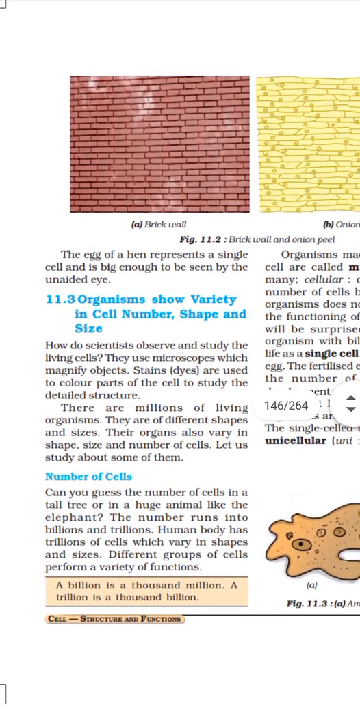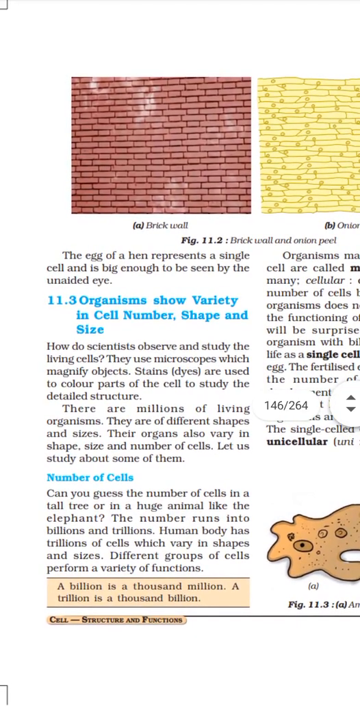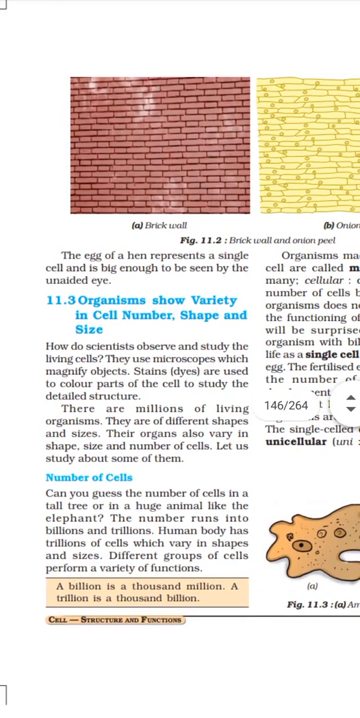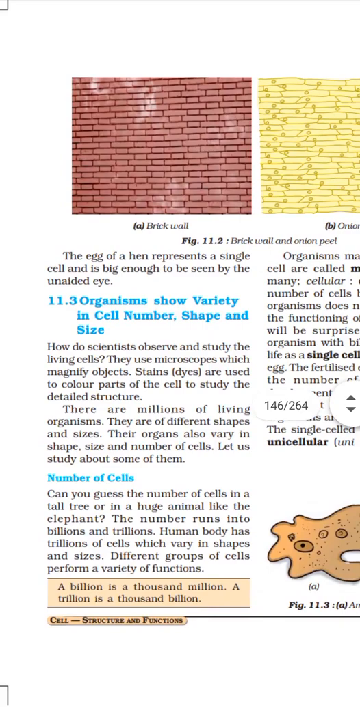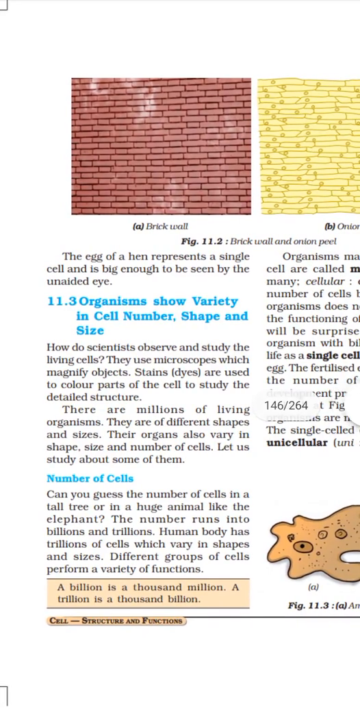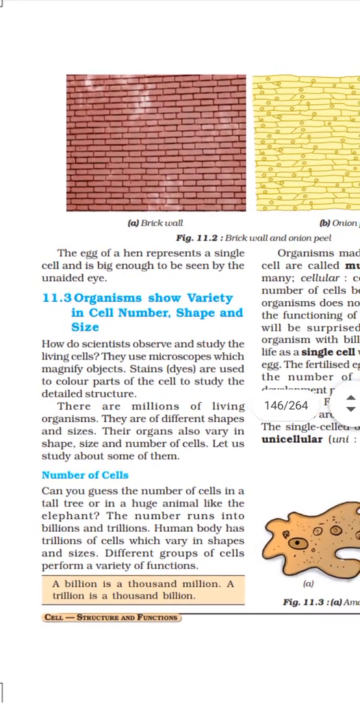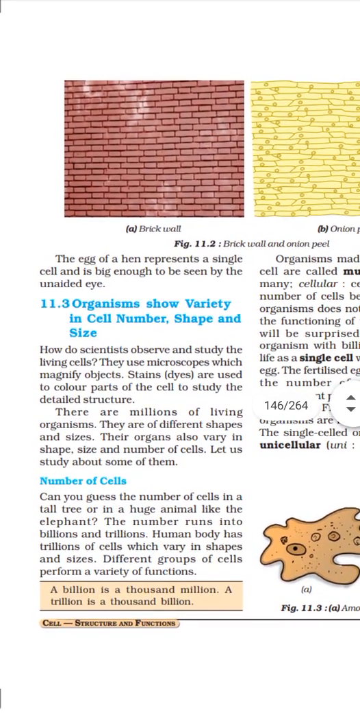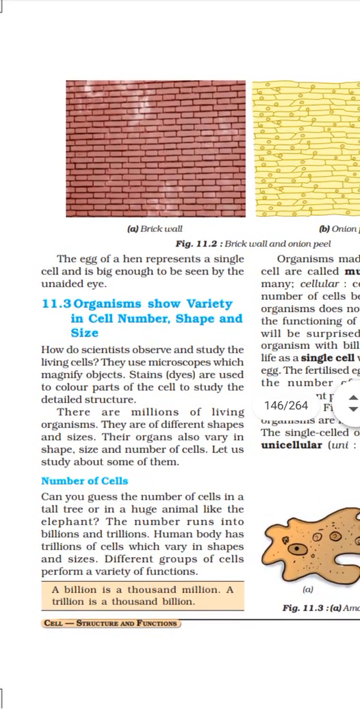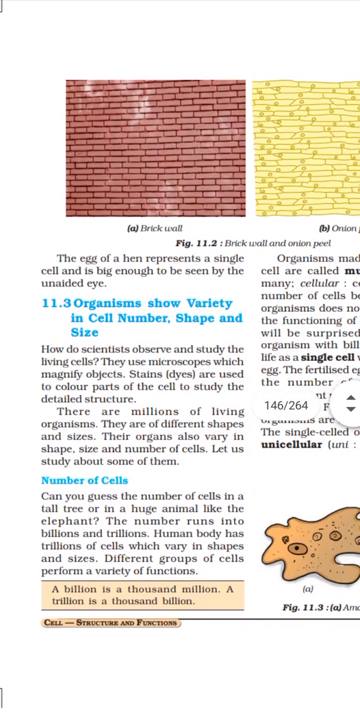How do scientists study living cells? They use microscopes, which magnify objects. Stains are used to color the parts of the cell to study detailed structure. There are millions of living organisms. They are of different shapes, sizes and organs. Their organs also vary in shape, size and number of cells. Let us study some of them.